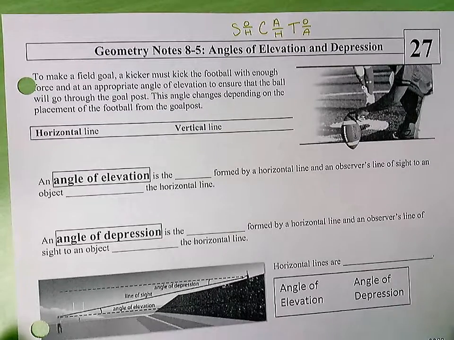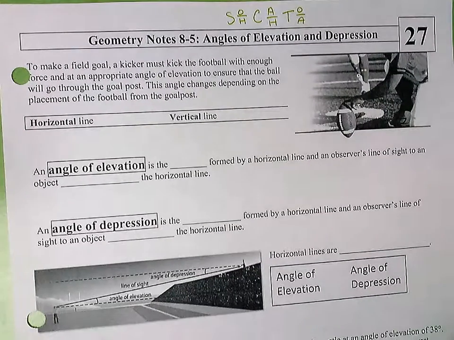To make a field goal, a kicker must kick the football with enough force and at an appropriate angle of elevation to ensure that the ball will go through the goal post. This angle changes depending on the placement of the football from the goal post. We can find that angle using SOHCAHTOA. We can find how far away the kicker will be if we're given the angle already, stuff like that.